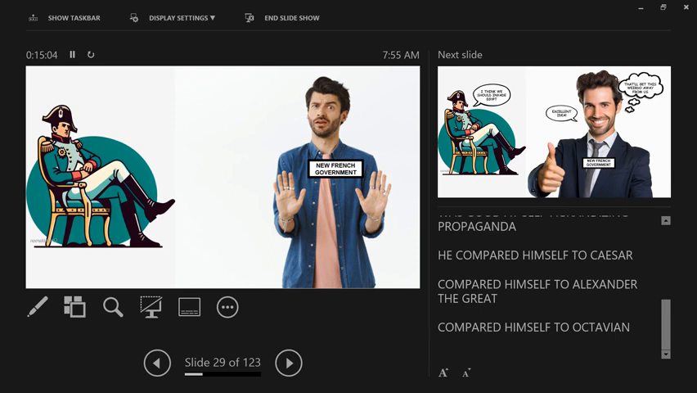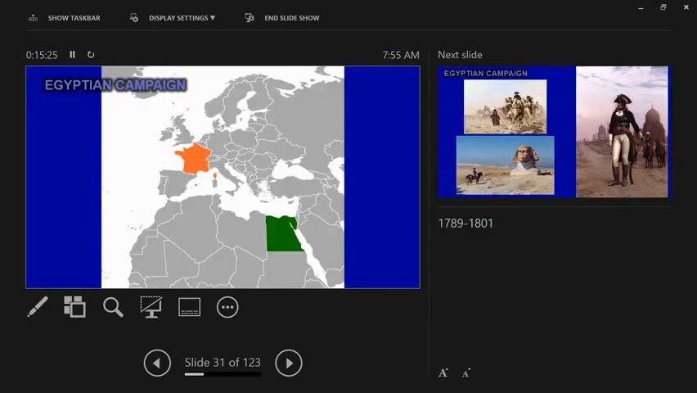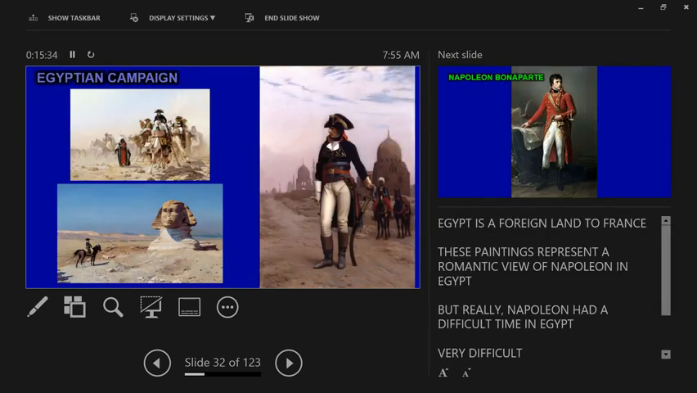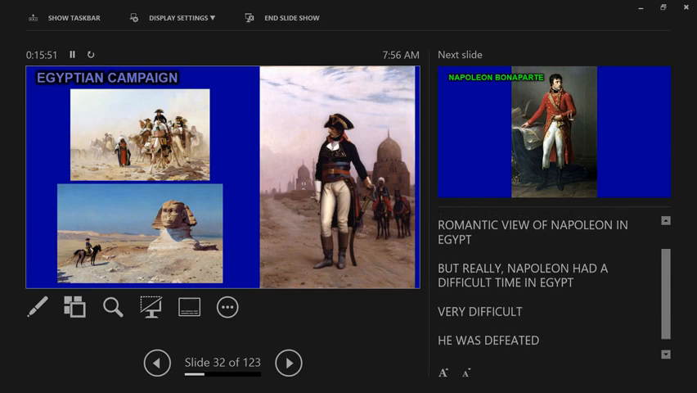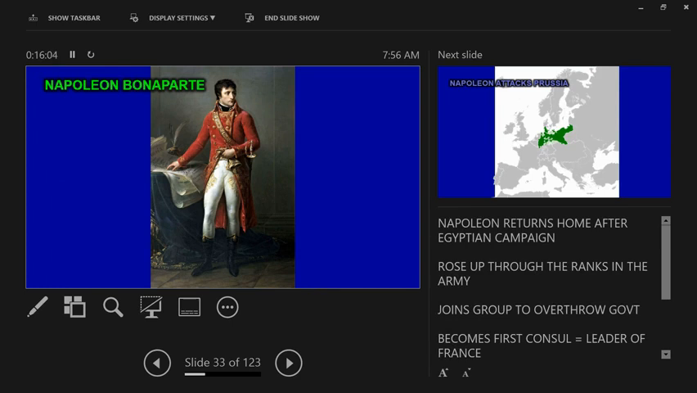One of the ideas that Napoleon comes up with is that he thinks it would be a good idea to invade Egypt. The new government thinks that's a good idea because that'll get him away from France for a while, and he might even die in the battle. So he goes to Egypt, and I think his campaign lasts like 3 years, and it's a rough campaign, but you get a lot of these romantic images of Europeans in a foreign land. Egypt is a foreign land to France. These paintings represent the romantic view of Napoleon in Egypt, but really Napoleon had a very difficult time in Egypt, and he was defeated there, and he returns home after his Egyptian campaign.